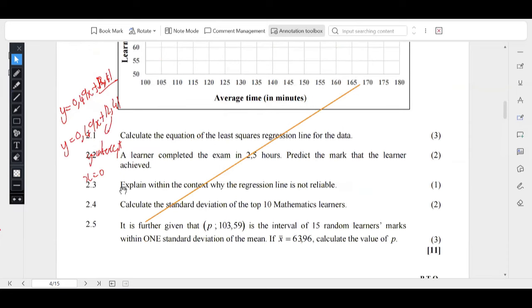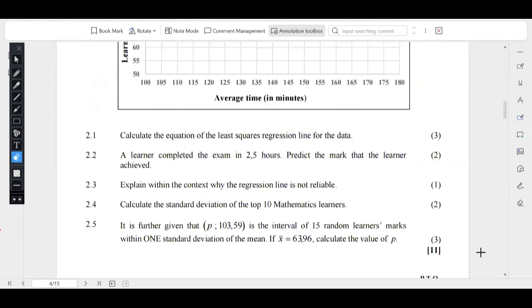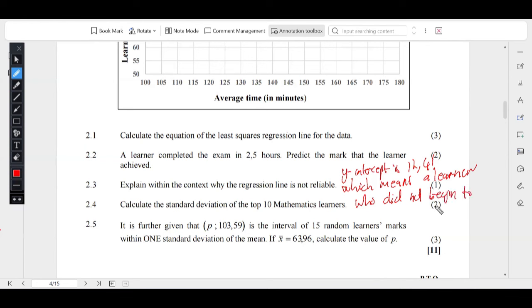So we invalidate this by saying, so 2.1, we are going to say the y-intercept is 12.41, right? Which means Elena, who did not begin to write the exam, will achieve 12.41%, which is impossible. If you didn't write the exam, then you won't receive any marks, right? So that's it.